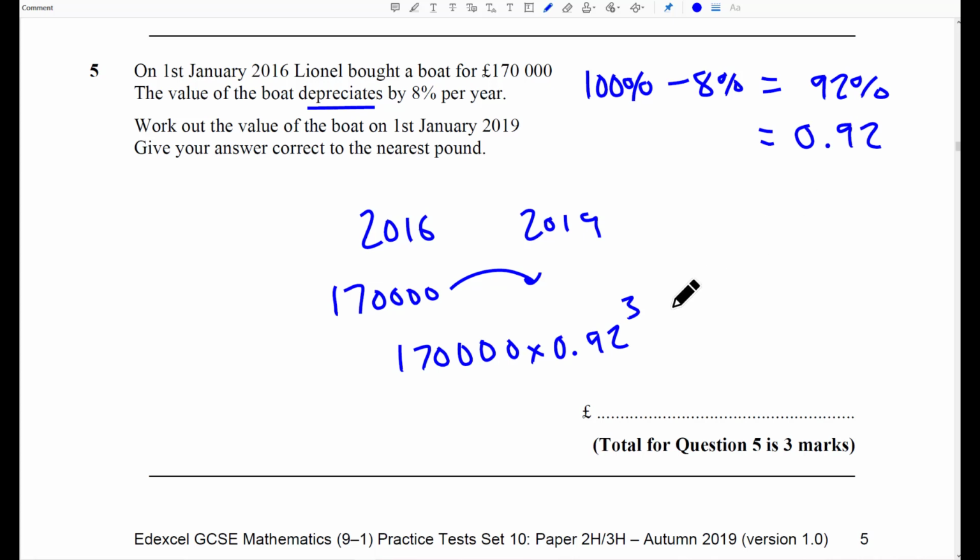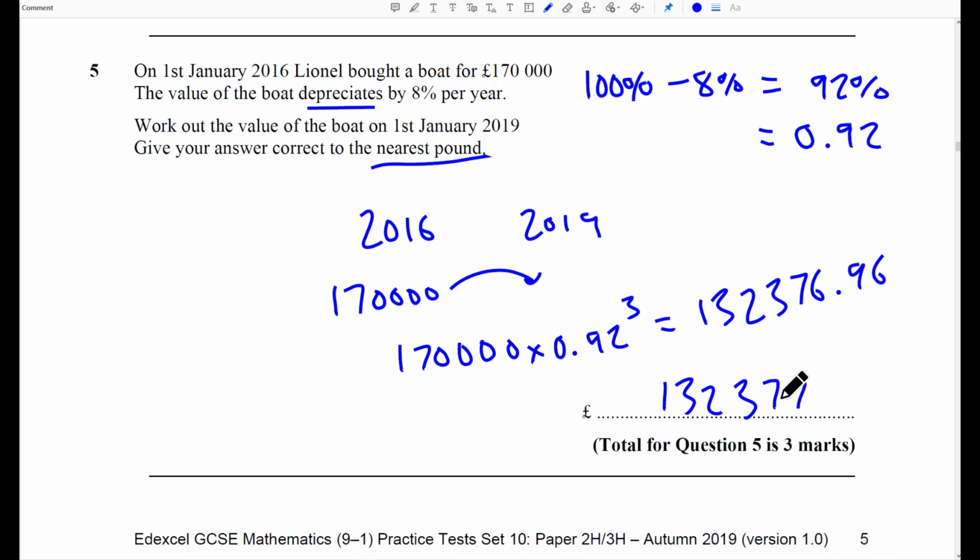And it says give your answer correct to the nearest pound. So do be careful. Don't lose a mark there. But do your working out, get your method marks here. That's your second method mark or process mark. So that to the nearest pound, it's going to round up to 132,377 for a nice easy 3 marks.